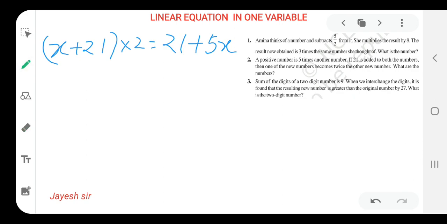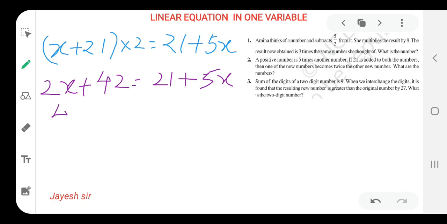As per our distributive property, friends, we will multiply 2 with x inside also, and 2 should be multiplied with 21 also. Yes, as per our distributive property. Now it will become 2x, and 2 times 21 will become 42, and here it will be 21 plus 5x. Yes, friends, so now as per transposition theorem, we all know that the x term should be on the left hand side, but the question demands that 5x is greater and it is already having a positive sign. So we'll shift 2x towards that side.